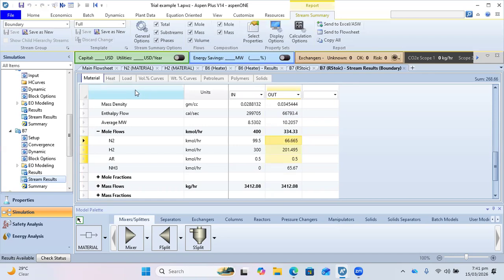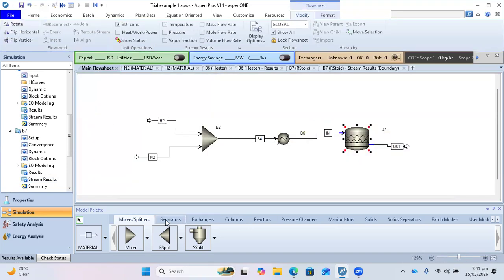So the first thing we have to look at is how do we do the separation? And the second thing is how do we do the recycle? That's going to be the focus for today. For the separation, we'll first have to cool it.